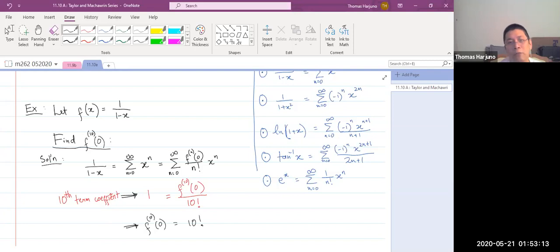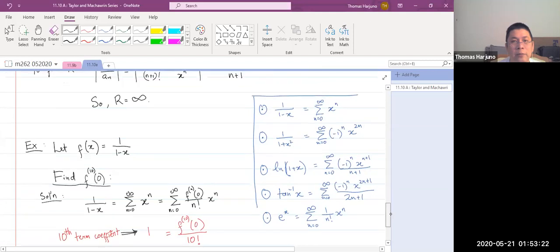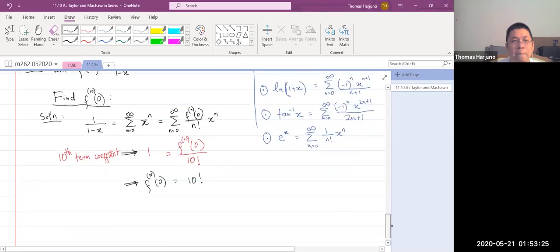And you can apply this for basically all the power series that you know the extension, okay? The Maclaurin series, okay?